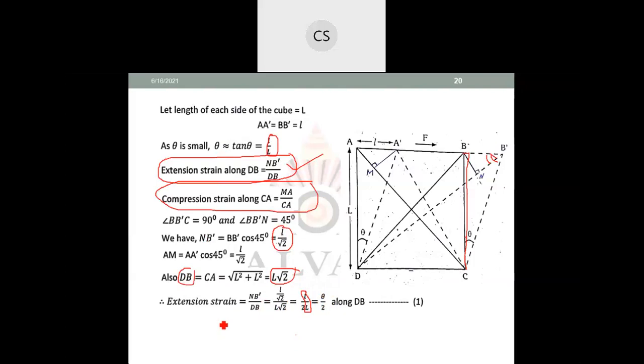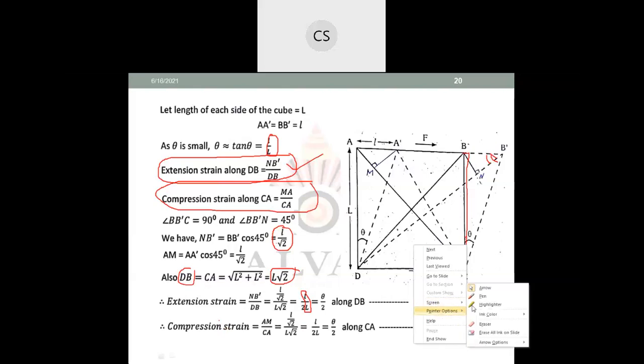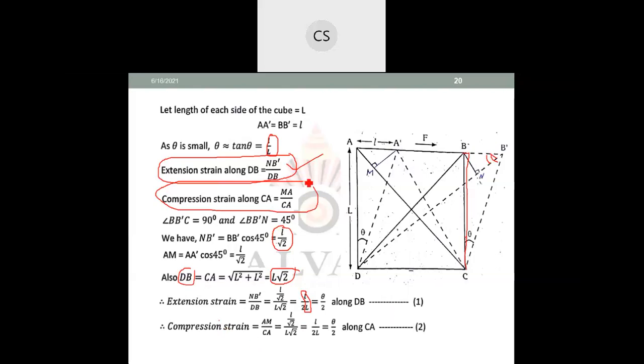Similarly, you can get compression strain. The same way you can get compression strain. Compression strain is defined as MA by CA or AM, that is one and the same. MA, AM, same. So here we wrote it as AM, don't get confused. So AM by CA. What is AM? AM just now we have seen, here it is. So AM is L by root 2, divided by CA. dB is equal to CA, that is one and the same.